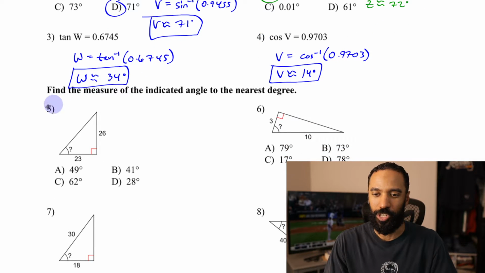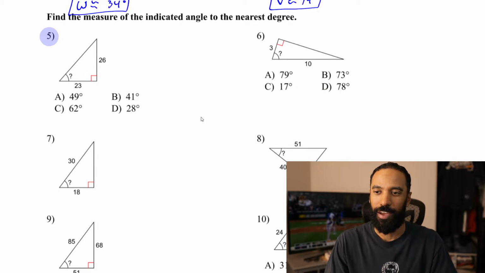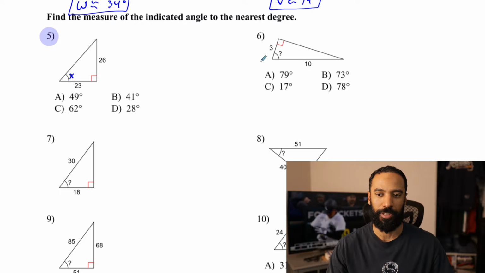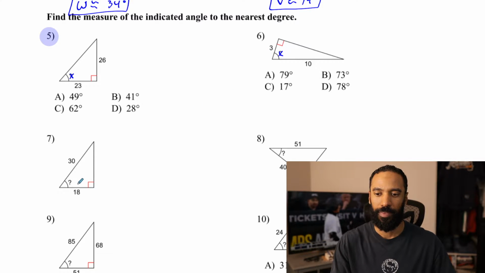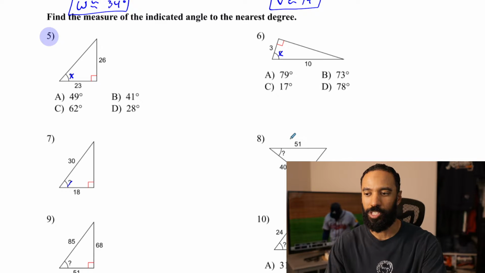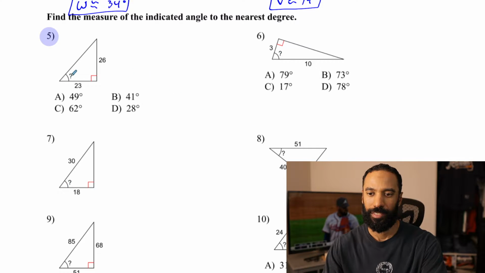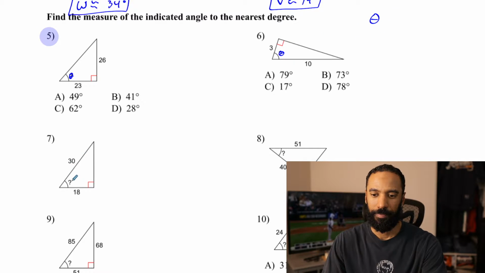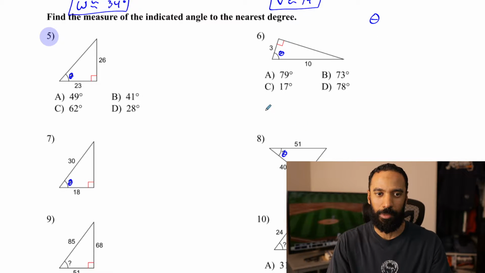All right, let's move on to number 5. Find the measure of the indicated angle to the nearest degree. Now, by the way, I'm going to probably be using X's in place of these question marks. Hope that's all right. You could totally use whatever. Actually, let's use theta. Theta is a Greek letter. It's this symbol I'm doing right here. So I'm going to use theta in place of the question mark for all those ones as I keep moving forward.